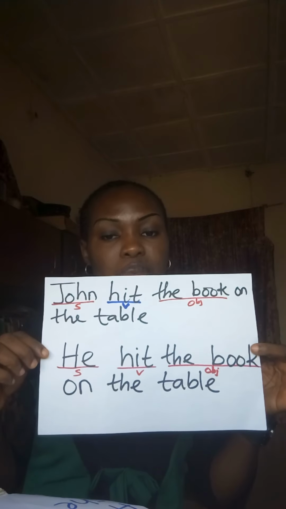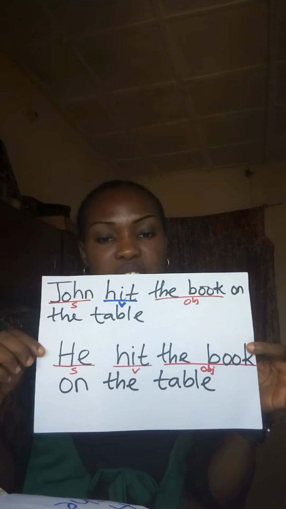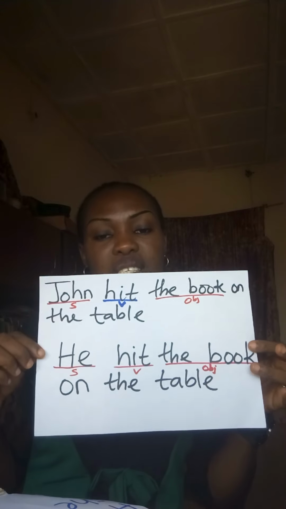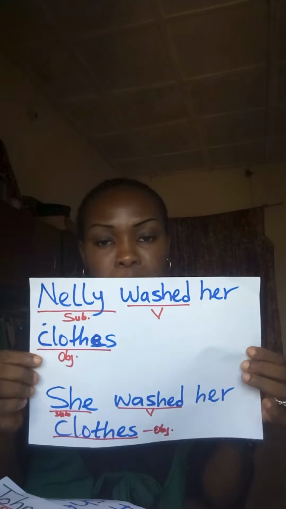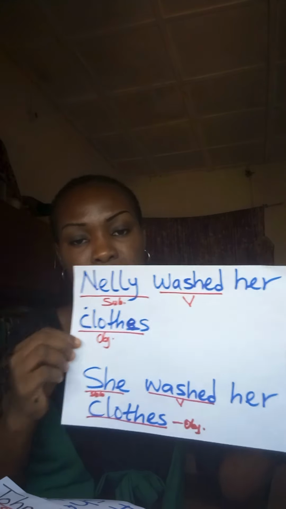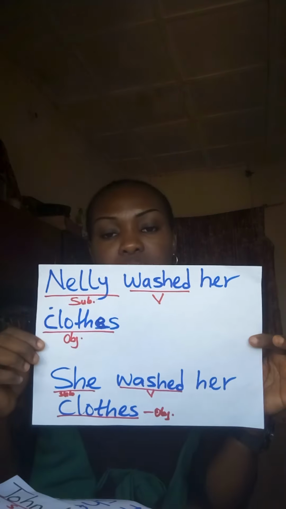So he is the subject, while it is the verb, and then book is the object of the sentence. I have another example here. Nelly washed her clothes. Nelly washed her clothes.